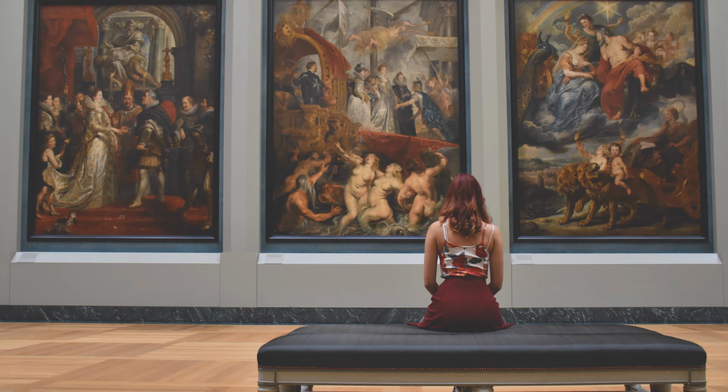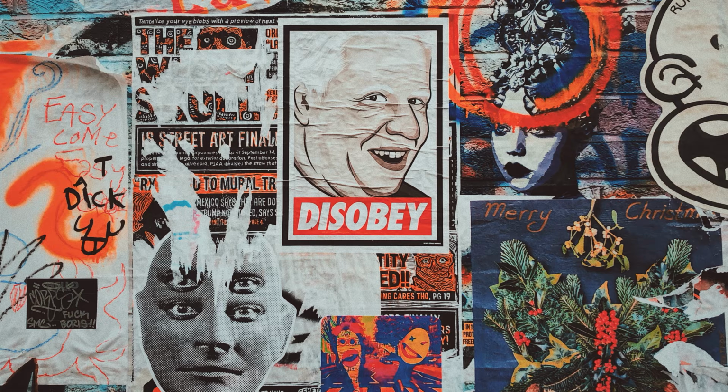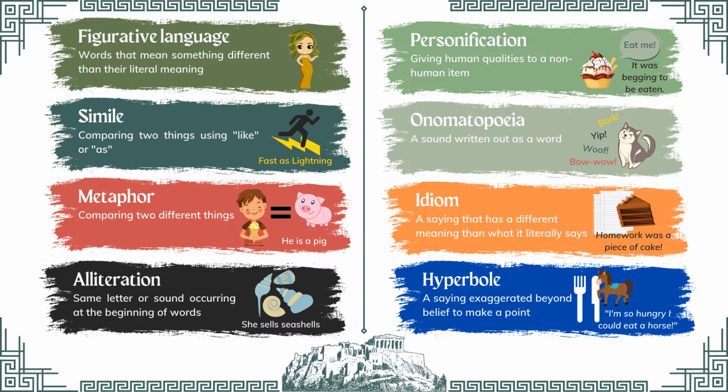Another way to develop your theme is to consider how it relates to the world around us. What current events or social issues does it connect with? How can you use your poem to comment on these issues? Finally, don't forget that a good poem needs more than just a strong message. It also needs interesting language and imagery.